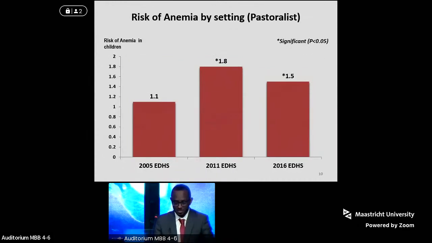The other risk factor that we found across these groups was living in a pastoralist setting of Ethiopia. Ethiopia has an agrarian setting and a pastoralist setting. So those children living in a pastoralist setting had 1.8 times higher odds of anemia in 2011 compared to the agrarian one, and 1.5 times higher odds of having anemia in 2016 compared to the agrarian children.